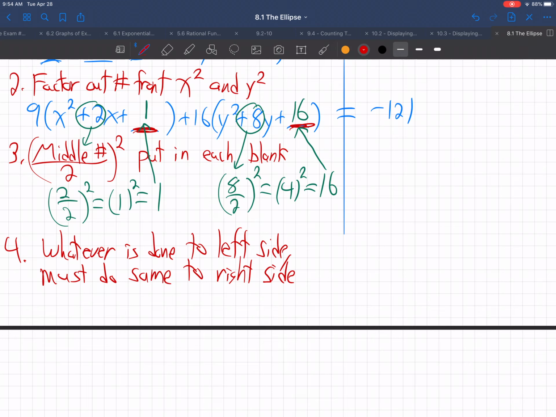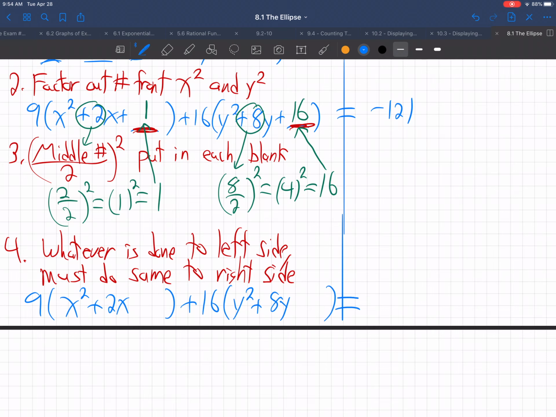Well, let's carefully write this out. What do we have now on the left side? We have 9x squared plus 2x. I'll put those numbers in there in a minute. Y squared plus 8y. And let me keep this line coming down. This is still equals. That's still the equal sign. And what did we do here? We put in a brand spanking new plus 1 and a brand spanking new plus 16.